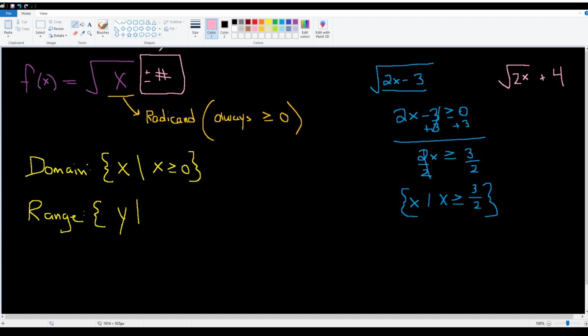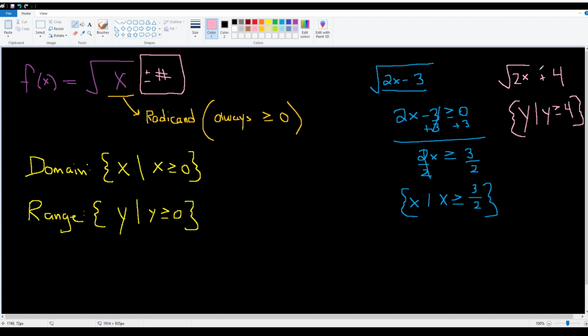So in this case, seeing as we're adding nothing at the end of my radical, this would be y such that y is greater than or equal to 0, because again, nothing means 0. If we go back to the example over here, the number added to the end of the radical is 4, so my range would be y such that y is greater than or equal to 4.